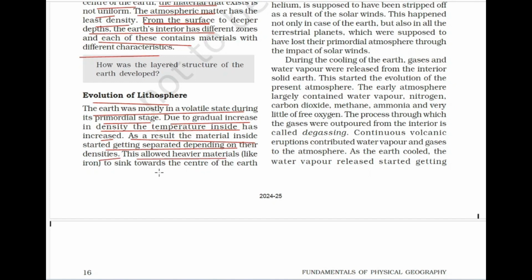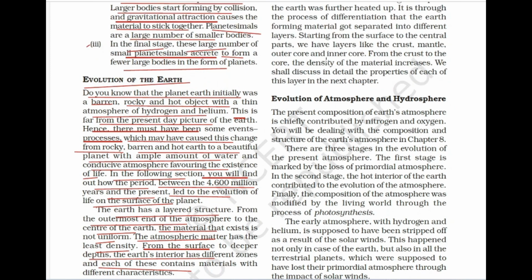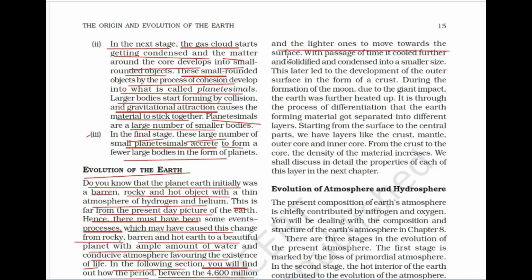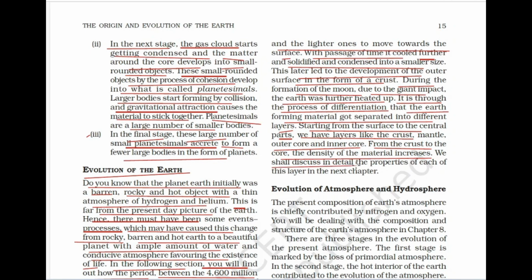This allowed heavier material like iron to sink towards the center of the Earth, and the lighter ones to move towards the surface. With the passage of time, it cooled further, solidified and condensed into a smaller size. This led to the development of the outer surface in the form of a crust. During the formation of the moon, due to the giant impact, the Earth was further heated up. It is through the process of differentiation that the Earth-forming materials got separated into different layers. Starting from the surface to the central parts, we have layers like the crust, mantle, outer core, and inner core. From the crust to the core, the density of the material increases. We shall discuss in detail the properties of each of these layers in the next chapter.